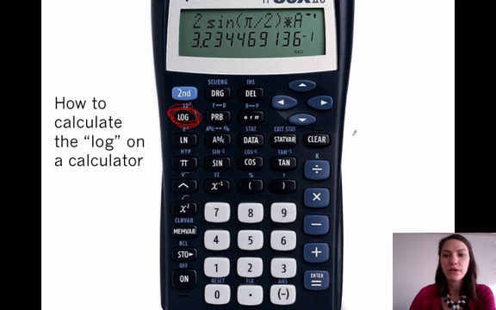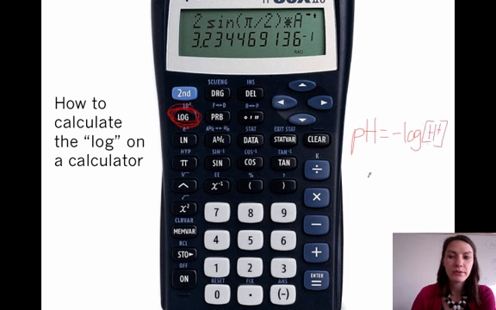The formula we're going to use is pH equals negative log of the concentration of H plus. So it'll be negative log of some number. The first thing you're going to have to type in is your negative sign, not your minus sign. Then you hit this log button, it's going to pop up and say log, and then you put in your number. That's how you're going to use your calculator.